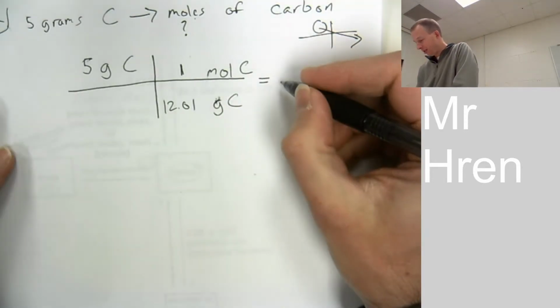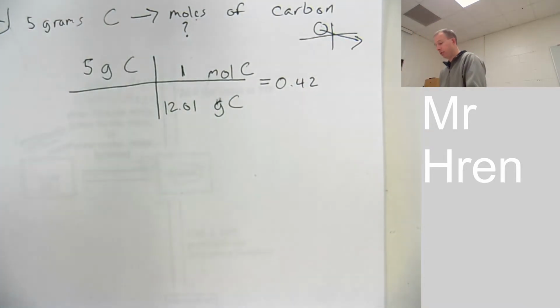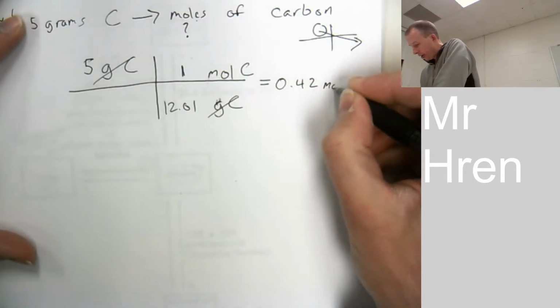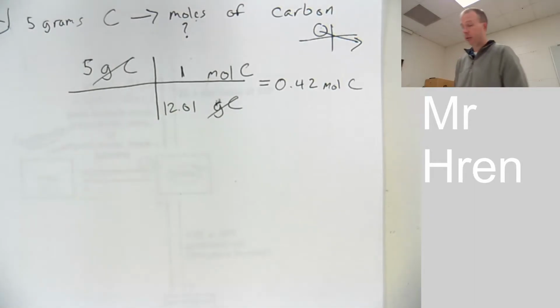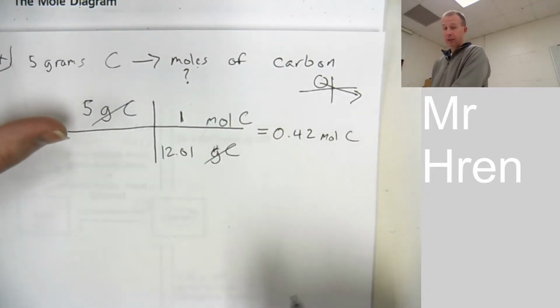Okay. 0.42. Now, units are equally as important. You're going to cancel out grams of carbon. You're going to write moles of carbon, because that's what's left. If you don't write moles of carbon, the answer is not right.